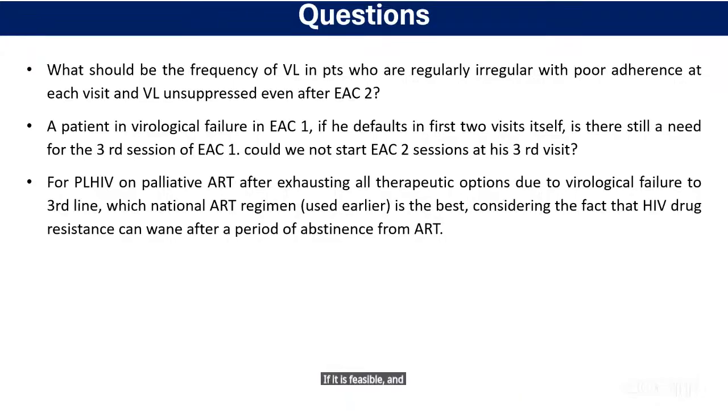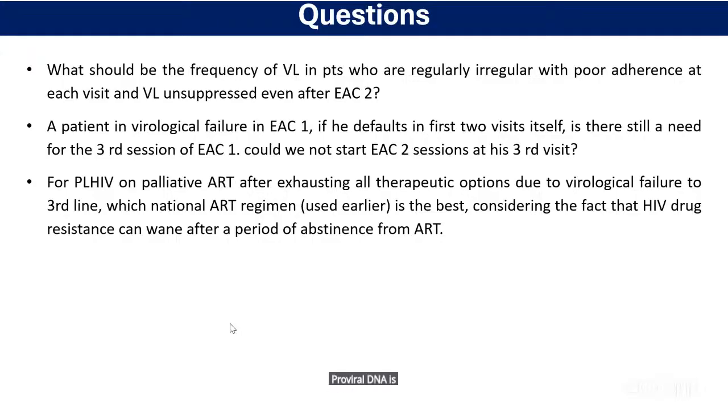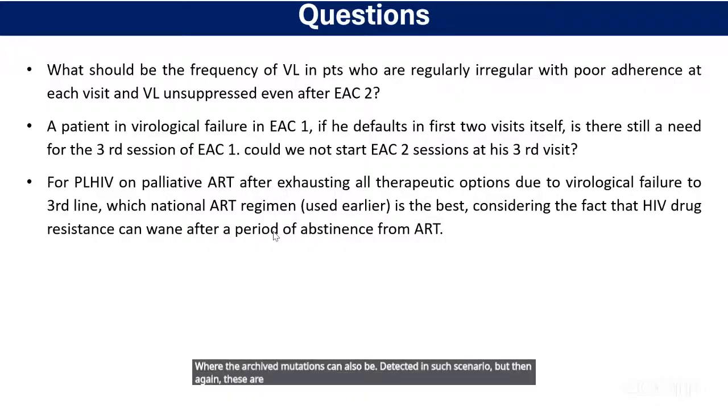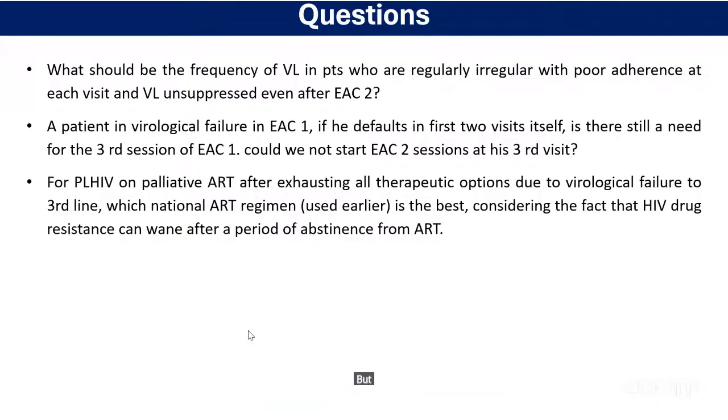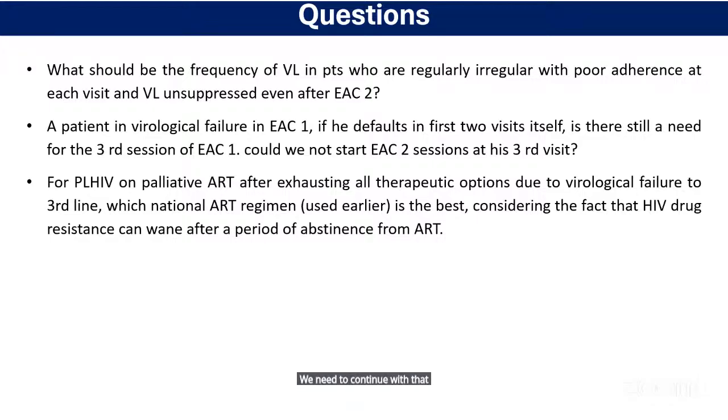And I agree that after a period of time, there will be archiving of mutations against drugs that are not being used. Although there is now next generation sequencing for proviral DNA available commercially in the Western world, where the archived mutations can also be detected in such a scenario. But then again, these are all theoretical discussions only. But always maintain our third line regimen, it is a very potent third line regimen. We need to continue with that even if the patient is failing virologically.